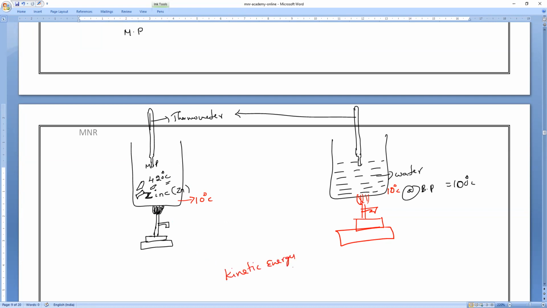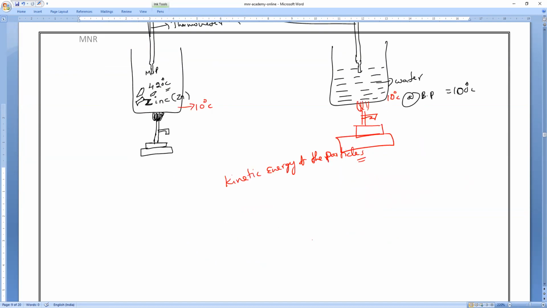So kinetic energy of the particles increases. Yes or no, Agalya? What changes will happen, everybody? The particles will move closer or far from each other. The particles will start moving far from each other. Is it right or wrong?